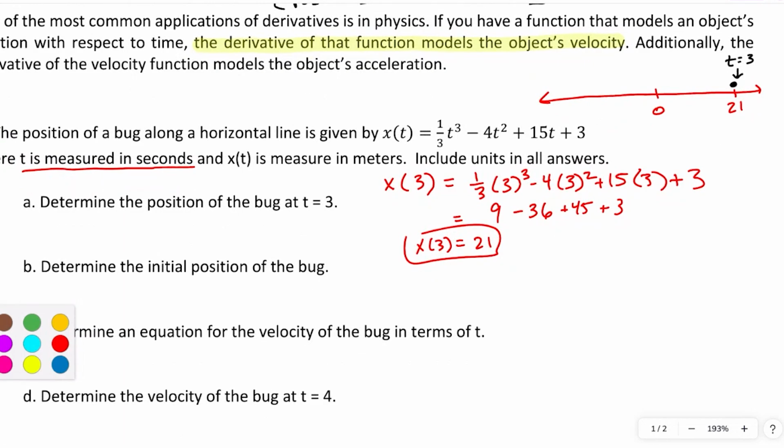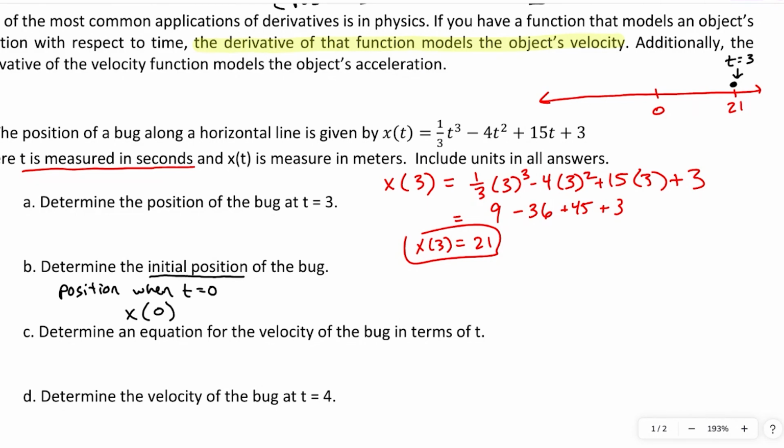Okay, so part B says determine the initial position of the bug. So what are we going to do here? Oh, it's initial position. Plug in 0 for t. That's basically what that means. If it's asking for the initial position, it's asking for the position when the time is 0, or in other words, x of 0.